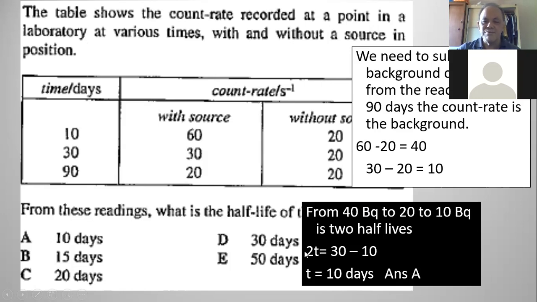So two half-lives is from 30 days minus 10 days. From here, we subtract this one, we get 40 to 10. One half-life, it goes from 40 to 20. Another half-life, it goes from 20 to 10, half of it. So two half-lives, to find the time is 30 minus 10. That's what we use. And then we calculate it is 10.